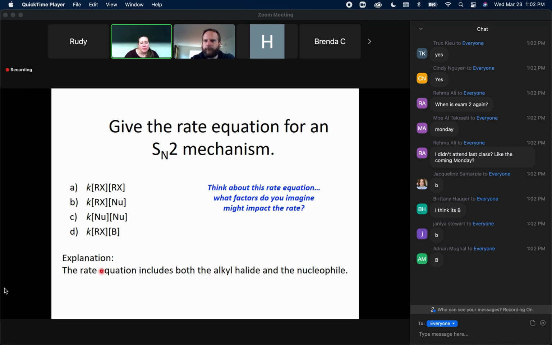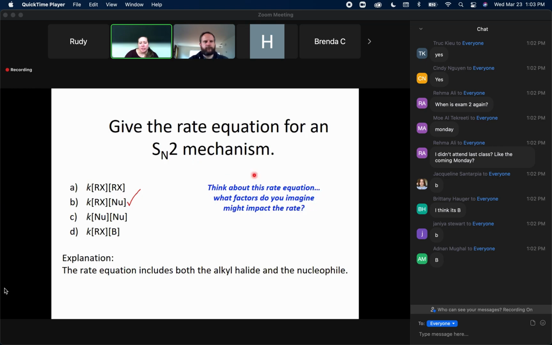All right, we got a lot of answers with B in the chat box, and that is indeed correct. The reason that B is correct is because for an SN2 mechanism, the number 2 stands for bimolecular, and in an SN2 reaction, both the alkyl halide and the nucleophile are coming together in the rate determining step. So the rate determining step, which is the step that gives the rate equation for an overall reaction, has both the alkyl halide and the nucleophile present as part of it.